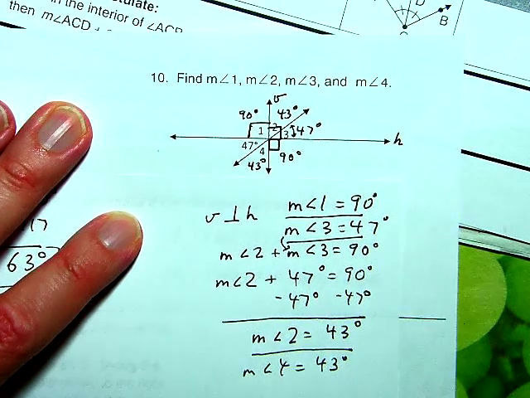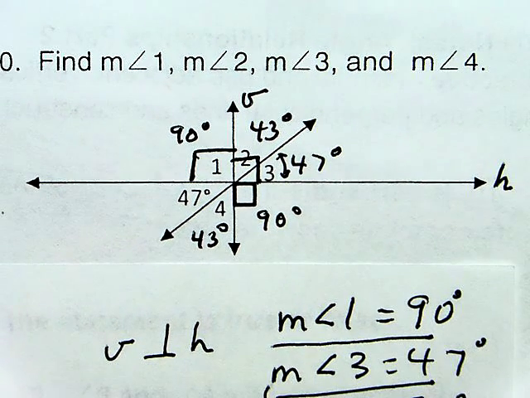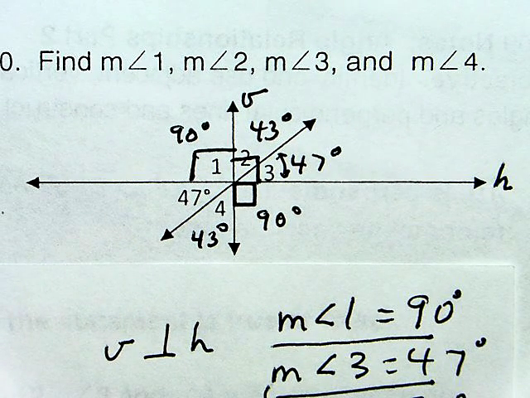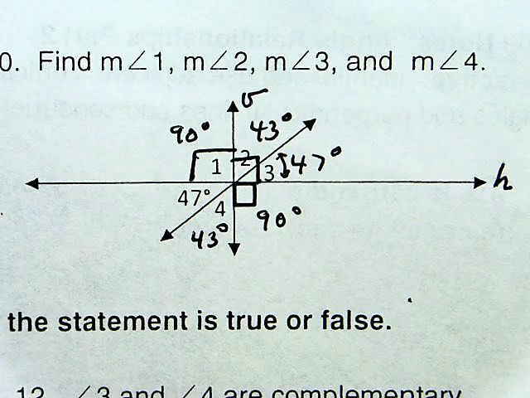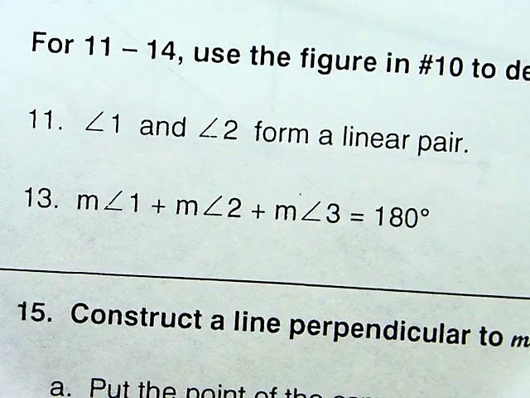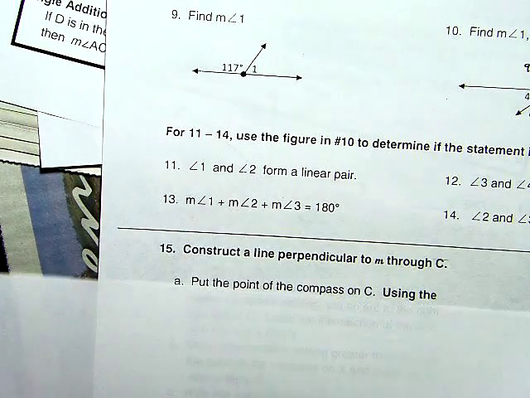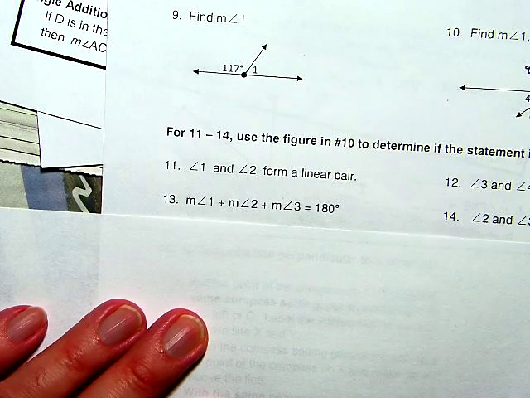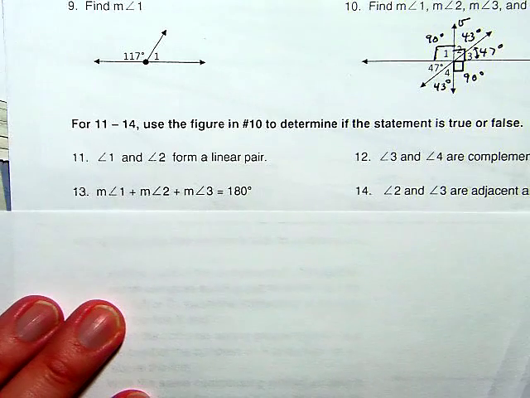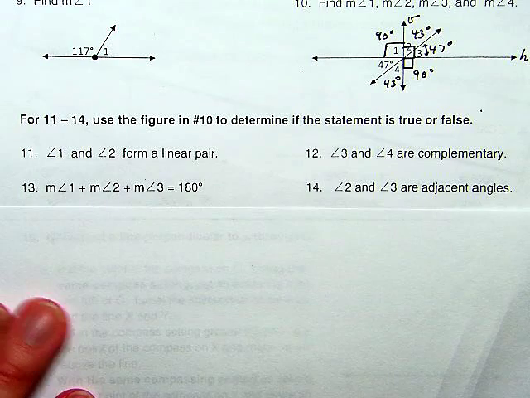Let me zoom in on this a little bit so you've got a way you can finish your diagram up. Make sure you've got the same thing that's written down here, because we're going to need it in order to solve the next 4 true and false questions. Okay, so for the next 4 questions, we have to use this figure to determine if the statement is true or false. Number 11, angles 1 and 2 form a linear pair.